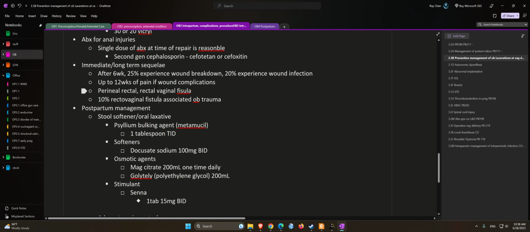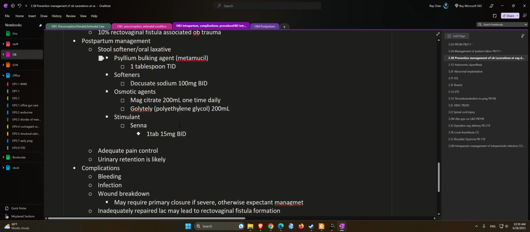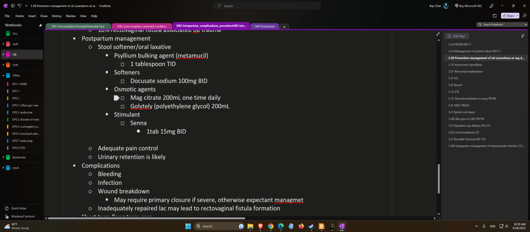Postpartum management: stool softener or oral laxative. Psyllium bulking agent such as Metamucil, 1 tablespoon TID. Stool softeners, docusate sodium, 100 milligrams BID. Osmotic agents such as magnesium citrate, 200 milligrams once daily, or polyethylene glycol. Stimulants such as Senna, one tab, 50 milligrams BID.